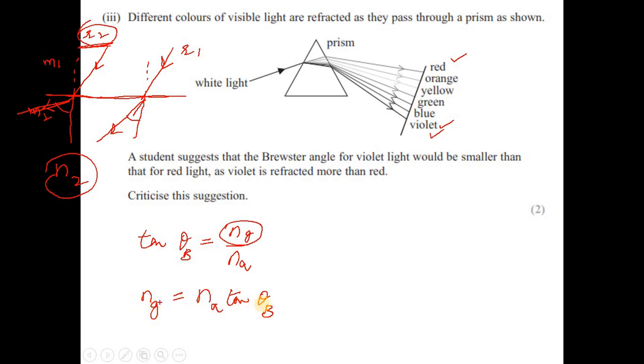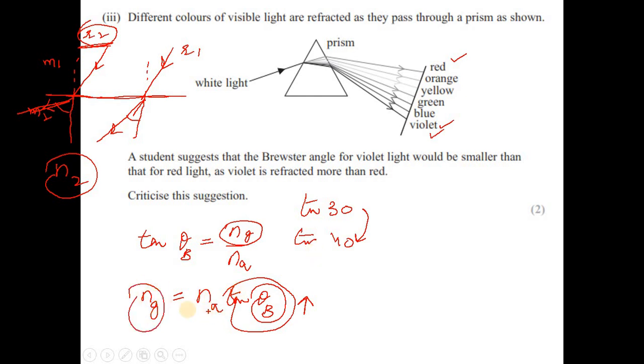Now, if you see the relation, n is greater, it is only possible if theta b is higher, not smaller. Because as theta increases, the tangent value of theta increases, like if you compare tan 30 and tan 45. Theta is increasing, so the overall value of tangent is increased. That's why the refractive index is increased. So that's how you can compare the Brewster angle, theta b, with reference to the refractive index.